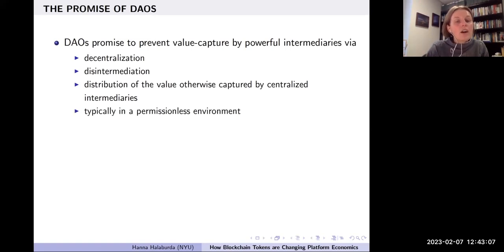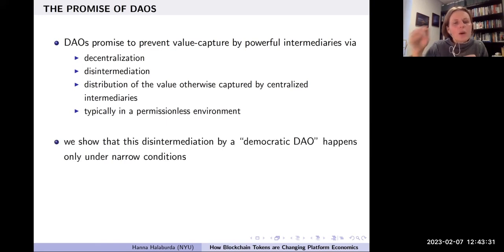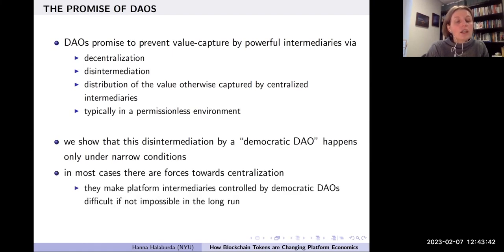And typically, DAOs are set up in a permissionless environment, because if the environment is permissioned, that gives someone authority to exclude users from the DAO. And the point of DAOs is to have a decentralized system without authority who could capture the value. Because if you have the power to exclude people from the DAO, you may ask them for payments, not to exclude them. So we show that these promises of a democratic DAO actually do hold, but only under narrow conditions. And in more general conditions, the forces towards centralization are quite strong.